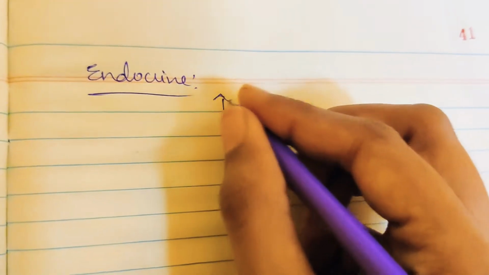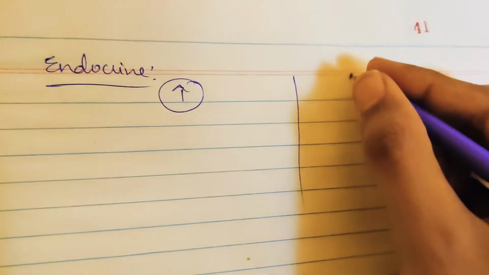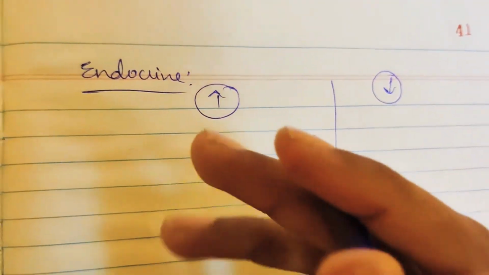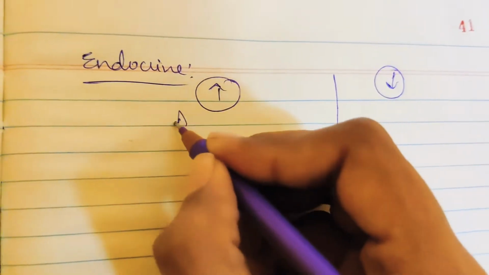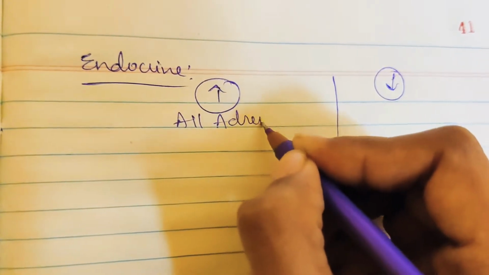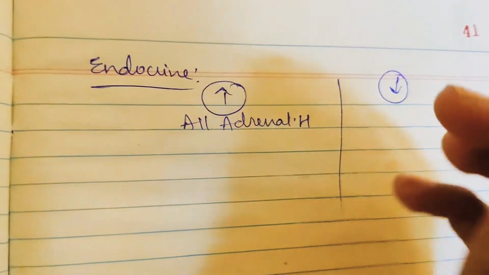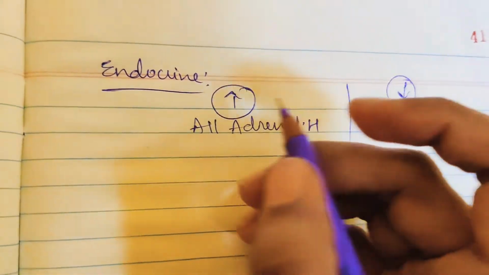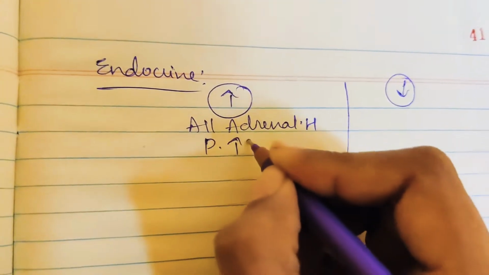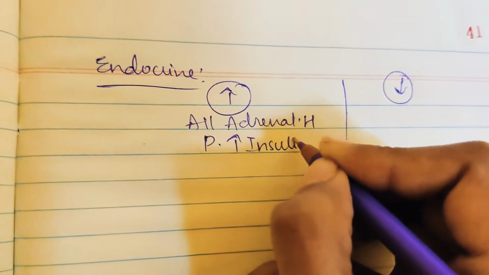Okay, now this is the last topic, the changes in the endocrine system. So what are the changes you find in endocrine? Here also we need to draw a graph, like what is going to increase, what is going to decrease. So what is going to increase? All adrenal hormones increase in pregnancy. And from the pancreas, already we discussed, insulin secretion will increase.